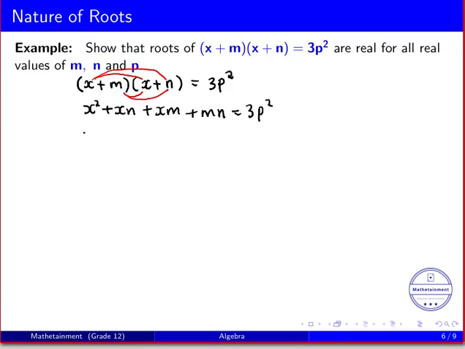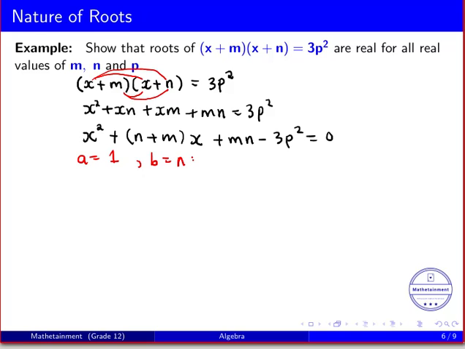So what do we have there? We can have x squared plus, and I can write n plus m all multiplied by x, taking x out as a common factor. And then I have plus mn minus 3p squared equal to 0. Now I have a quadratic equation there. As you can see that our a there is precisely 1, and our b, which is the coefficient of x, is n plus m, and our c, which is the constant term, is mn minus 3p squared. That's what I have.